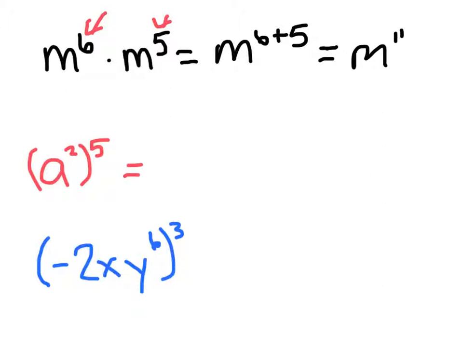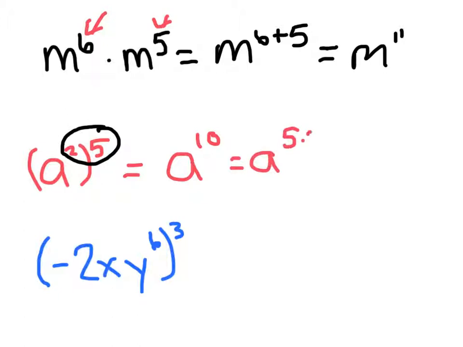Okay, if you see something like this next one, a to the 2nd to the 5th, a power raised to another power, what we do for this one is we multiply the exponents. So we're multiplying these two values right here, and we're keeping our base. So a to the 10th, because 5 times 2 is 10. I'll just write that out so that you can see that 5 times 2.